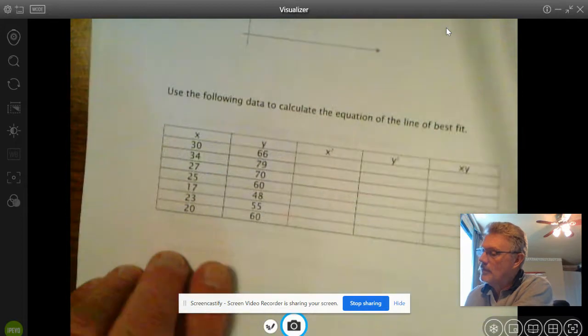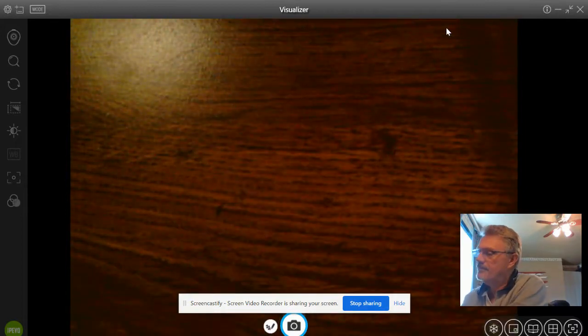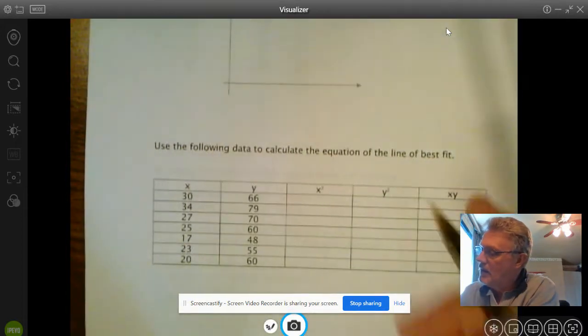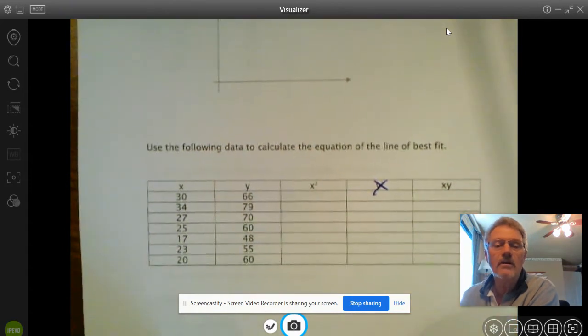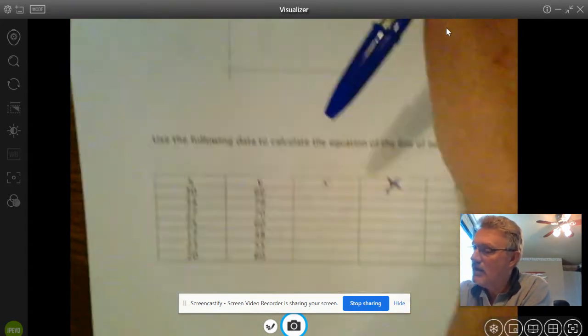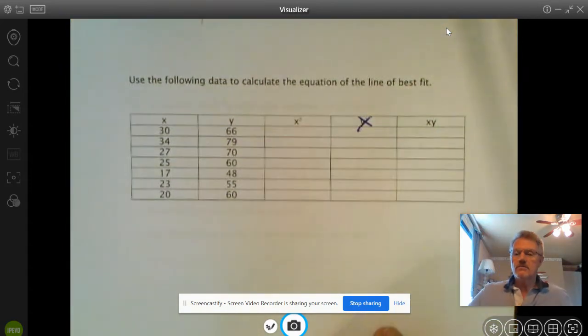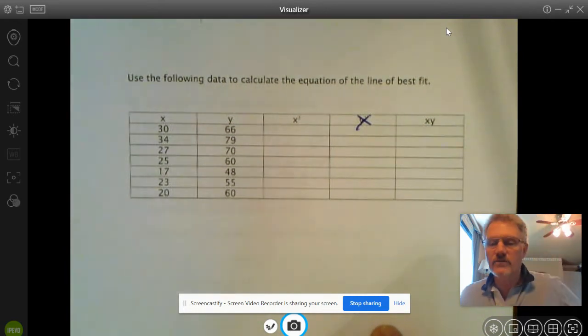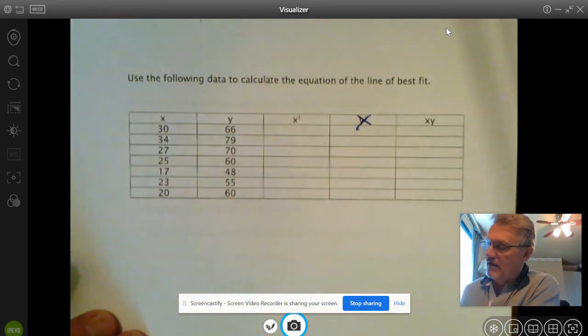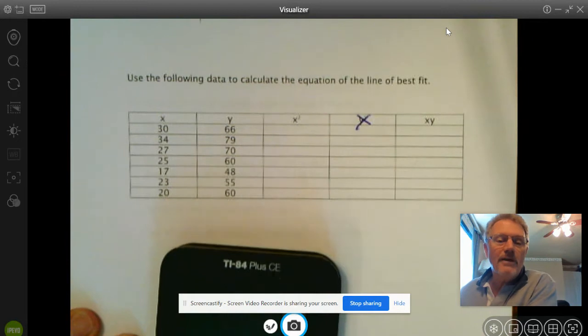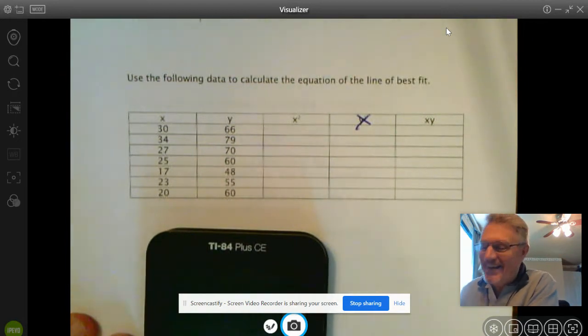All right, so using our data, we don't need x bar for this, so I'm going to cross that one off. It'd be nice if you get a question, you just cross some stuff off, and you don't really want to do that. Yeah, sorry. You have to know what you can cross off and what you can't.